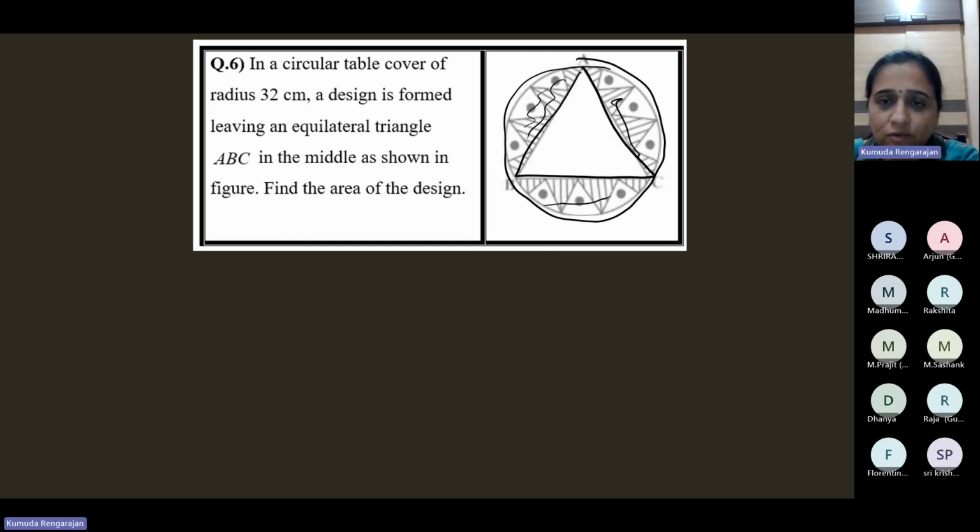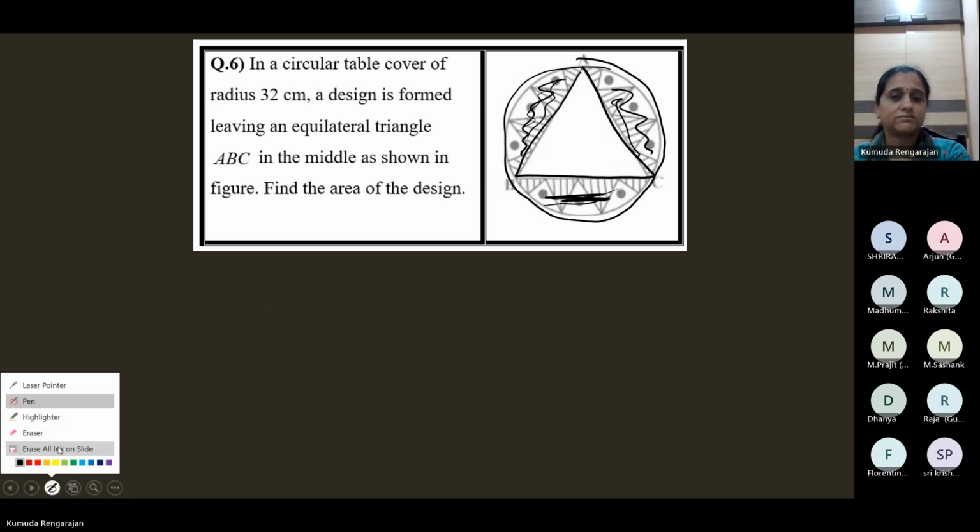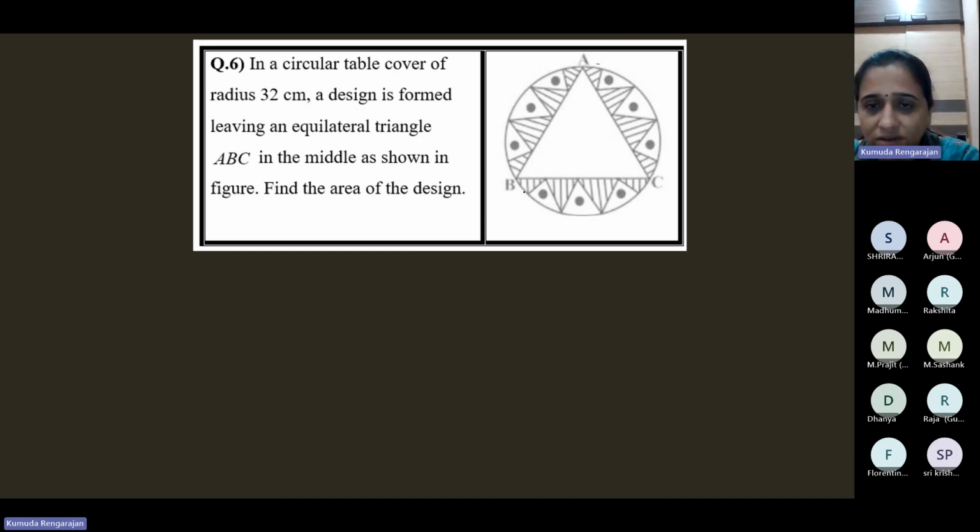That means you must find the area of this region plus this region plus this region. In other words, you'll have to find the area of the circle minus the area of the triangle. Area of the design is area of the circle minus the area of the equilateral triangle. See, how to understand what is to be found goes like this. So the idea is area of the circle minus the area of the equilateral triangle will give us the area of the design.